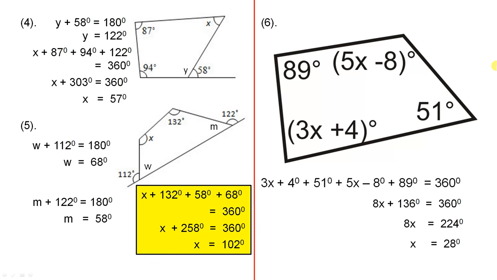So this video has looked at the special plane shape called the quadrilateral, and we've seen how when you add the four angles of a quadrilateral, they add up to 360 degrees. We've seen some very interesting problems, and we've been able to solve them.